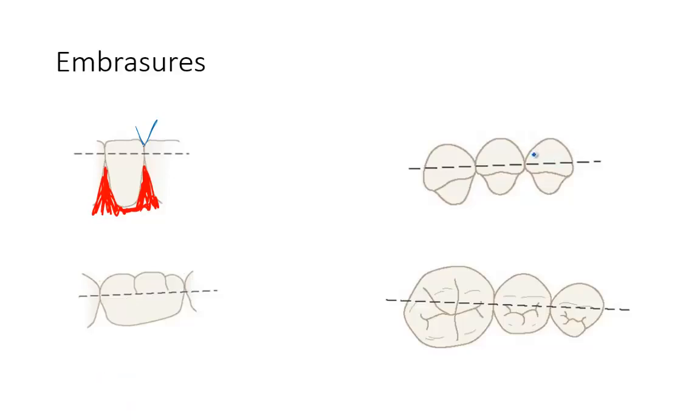And then remember the tooth is 3D, so we can look at it facial lingually. You can also look at it occlusally or incisally, right? So right here we're going to have a facial or lingual embrasure right here. And for posterior teeth, it's going to be the buccal embrasure and lingual embrasure here. So we have an incisal embrasure, a facial or buccal embrasure, and then a lingual embrasure.